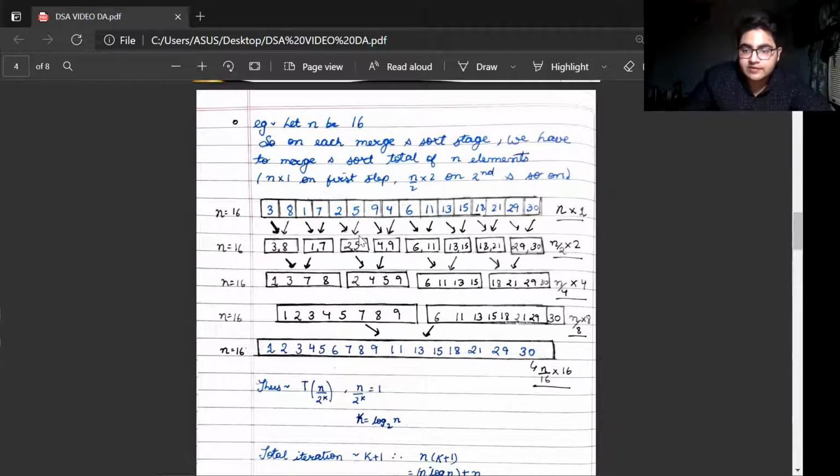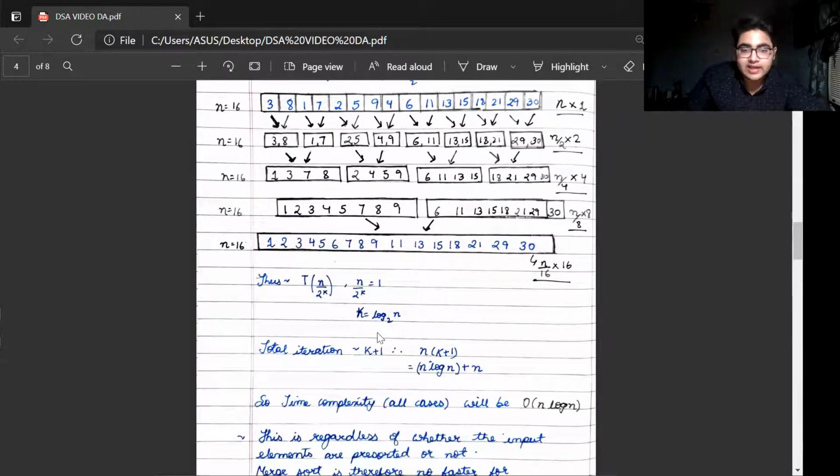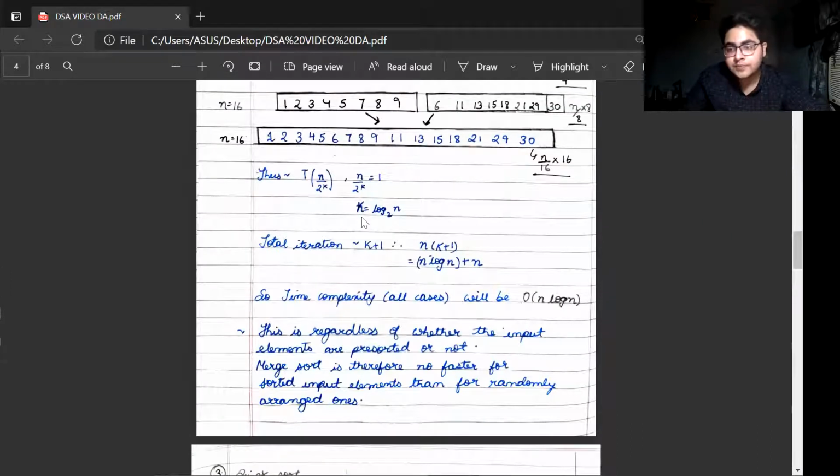So n can be written as n into 1 in the first iteration, in the second iteration n by 2 into 2, then n by 4 into 4, n by 8 into 8, and similarly in the end n by 16 into 16. Thus we obtain this function. In the end, n will be 1. So T(n/2^k) is equal to T(1), that is, n by 2 to the power k is equal to 1. Thus the value of k which we get is log n to the base 2.